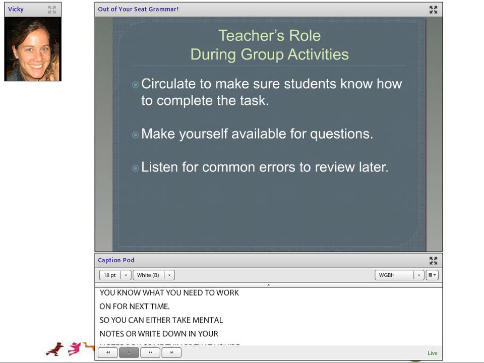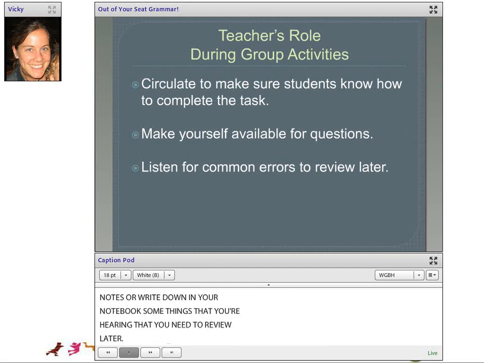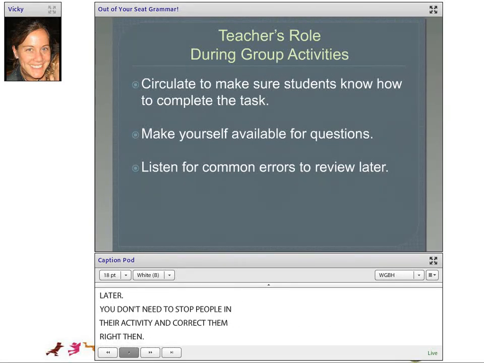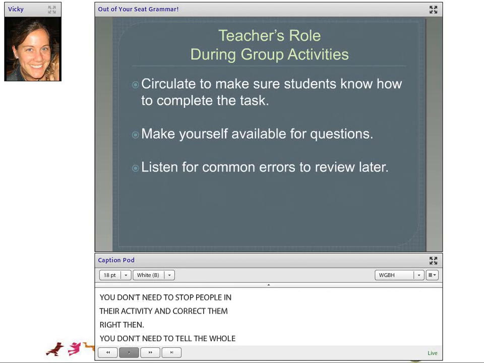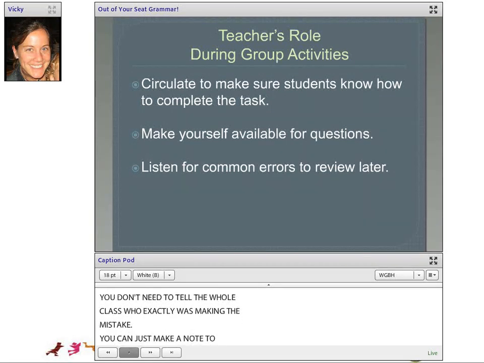You don't need to stop people in their activity and correct them right then. You don't need to tell the whole class who exactly was making the mistake. You can just make a note to yourself and know that you have to review them all together another time.